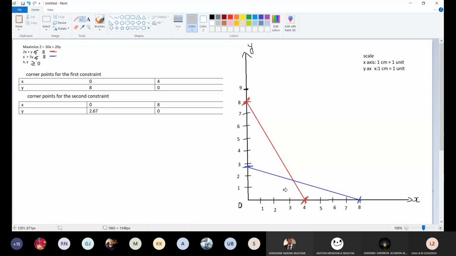Now we have the last region here. The first constraint says less than, so the shade has come to the left of the red line. We are satisfying the first constraint. Then the second constraint says less again. Where has the shade come here, to the left or to the right? Left. So are we satisfying both the constraints here? Yes. So this is the region.